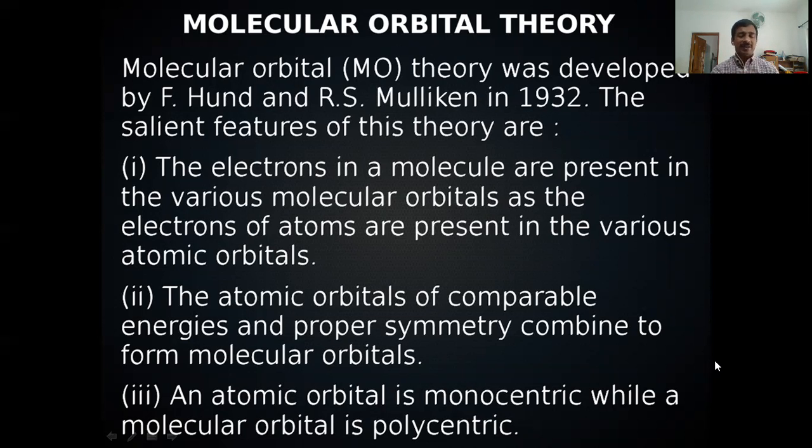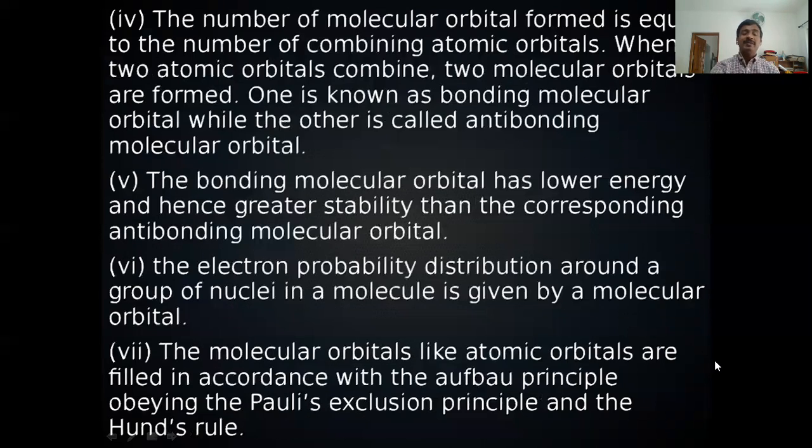That is proper symmetry. An atomic orbital is monocentric, while a molecular orbital is polycentric. An atomic orbital is around the nucleus of an atom, so monocentric. But the molecular orbitals are around the nuclei of atoms of the molecule. Therefore, that is polycentric. We cannot say it is around a single nucleus. So it is polycentric.